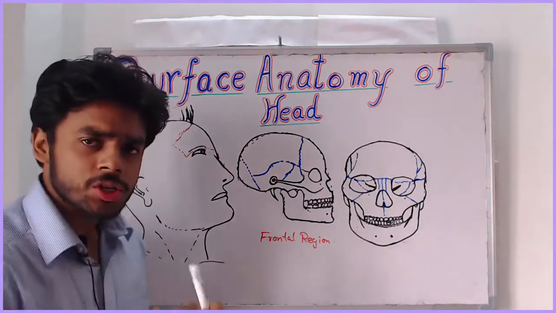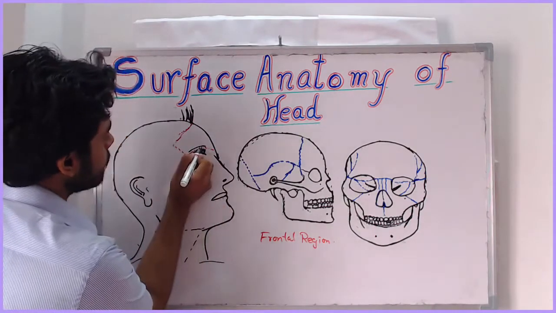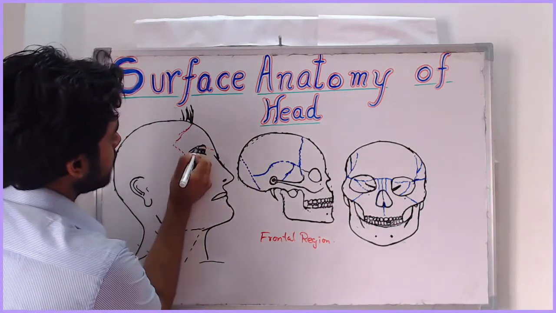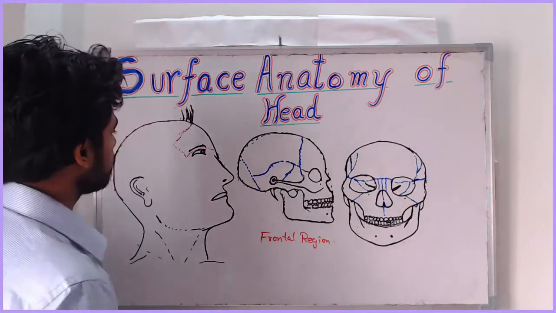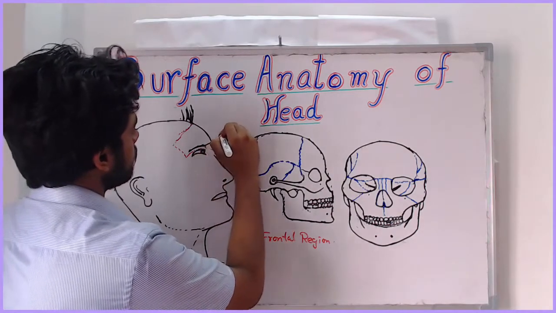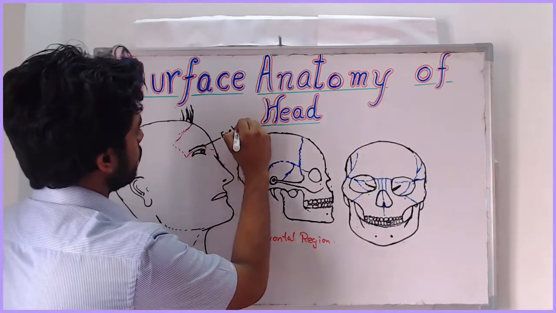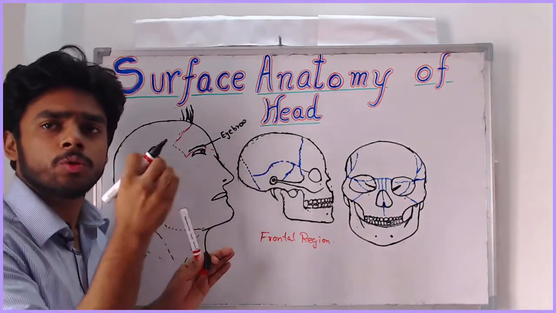So what are the structures we can see in this region? First is the eyebrow. This eyebrow is the hairy ridge. And the structure we can see in this is the superciliary arch.